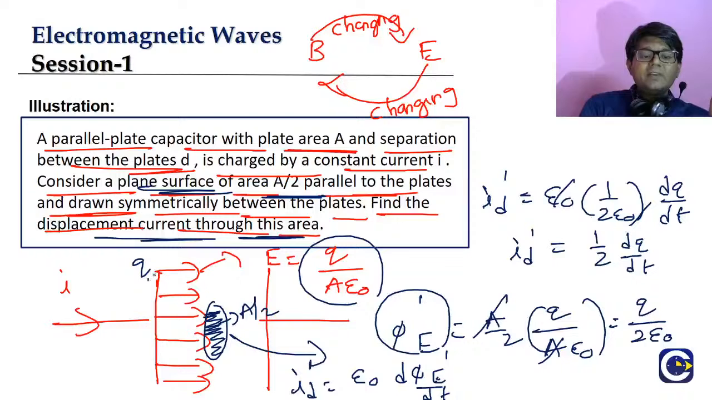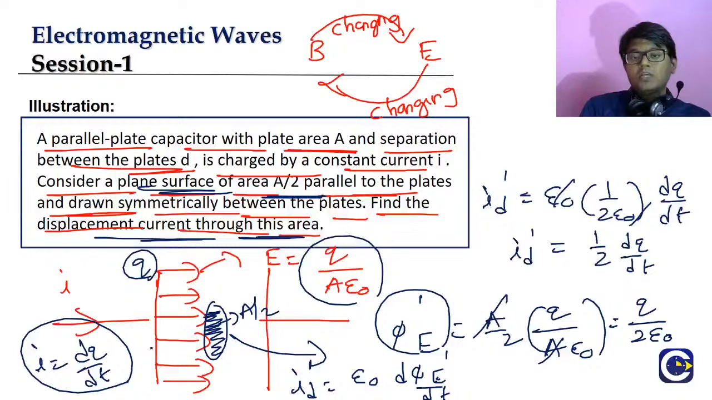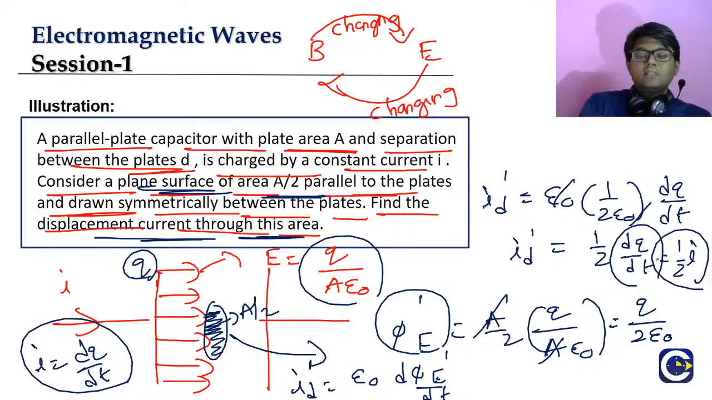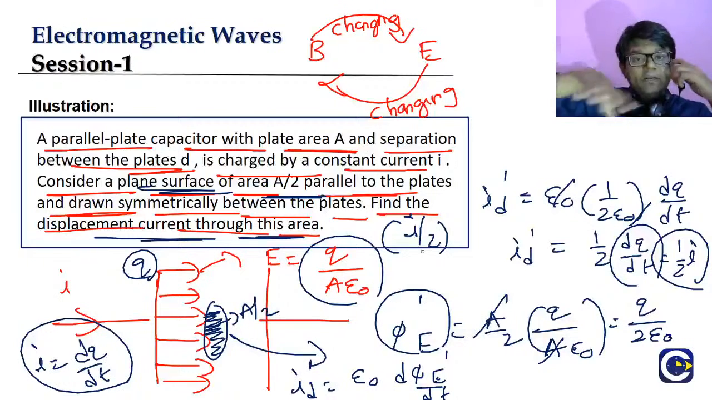But what is the relation between charge and the conduction current? The conduction current is the rate at which the capacitor plates are getting charged. I is equal to dq by dt, right? So dq by dt is equal to I, and this value becomes half into I. So through the A by 2 area, the displacement current is I by 2. If we consider the total plate area, how much displacement current will go through it? It will be I.